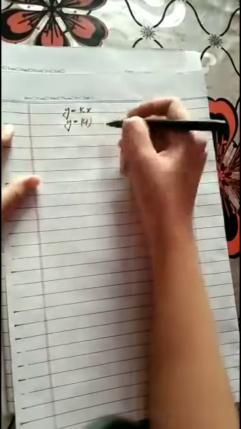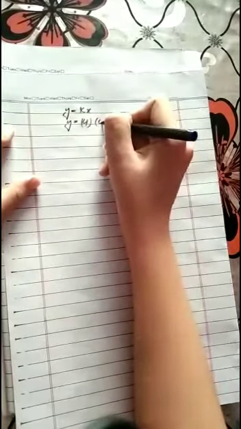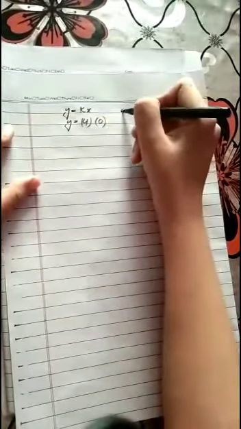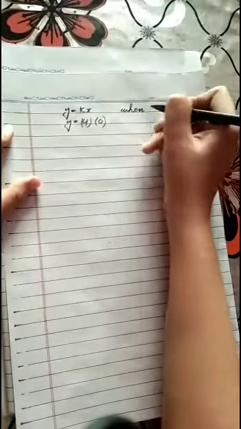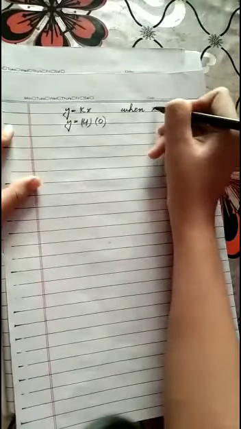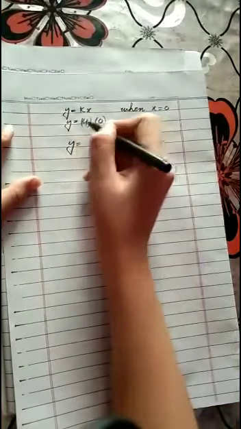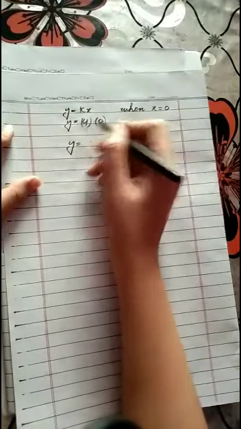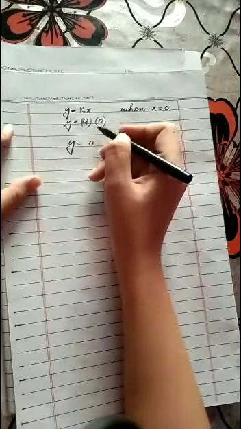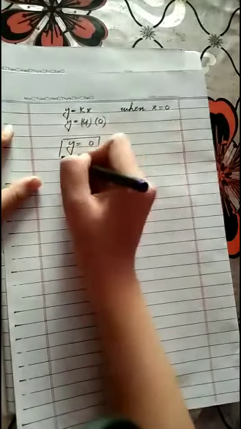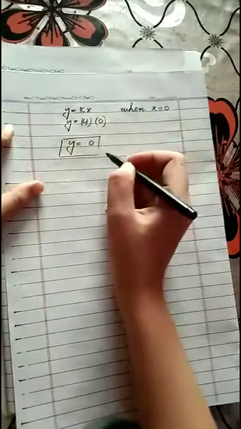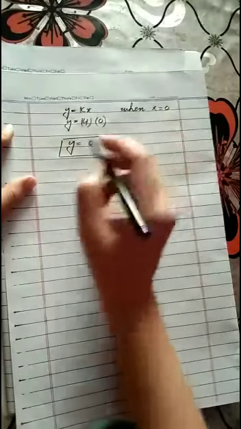Suppose y is equal to kx, where k was 4, and x we will put by ourselves as 0. When x is equal to 0, we will check what y we get. So y is equal to 4 times 0, we got y as 0. When x is equal to 0, y is equal to 0.